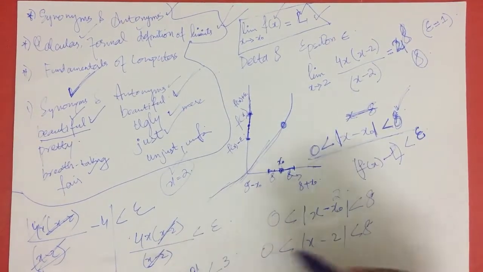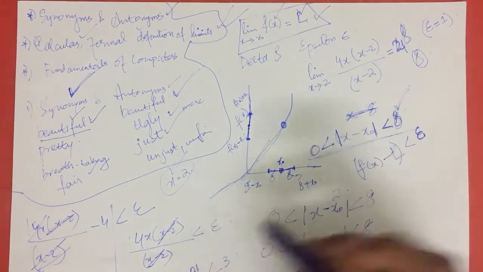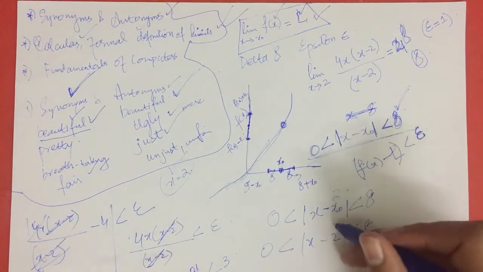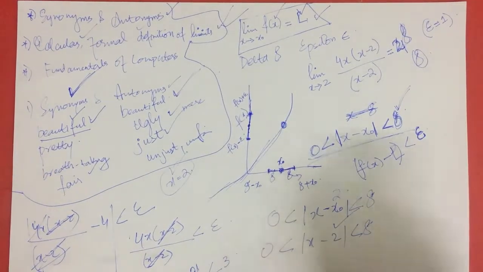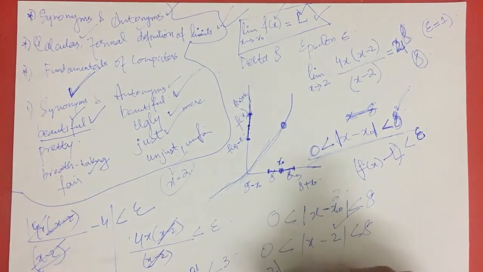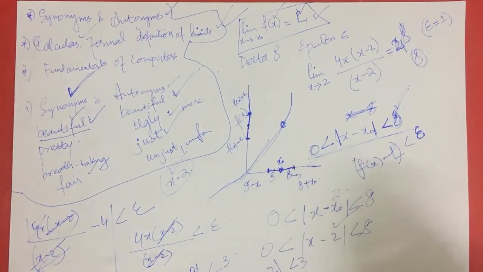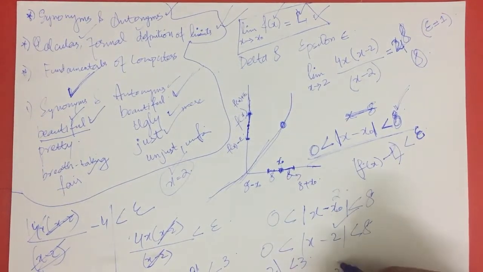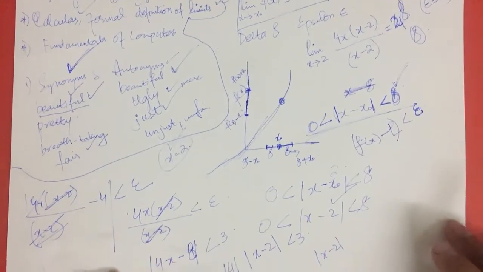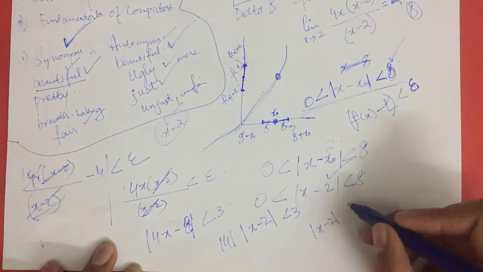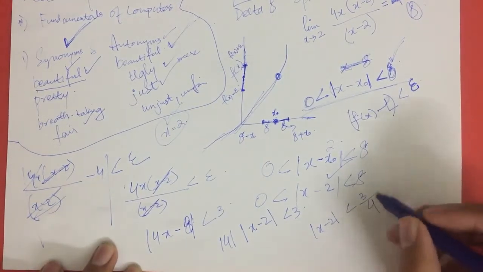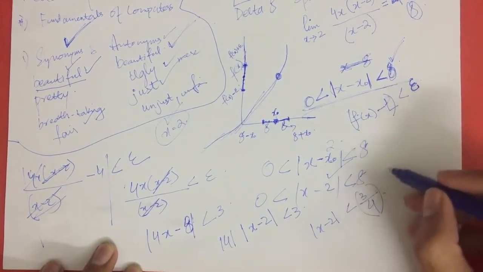Because I'm just giving this as an example, because we want this whole expression to become this one. So you take 4 common, so you have x minus 2. You get x minus 2 less than 3. And also 4 absolute is 4, so you have x minus 2 is less than 3 by 4. So this is your e.